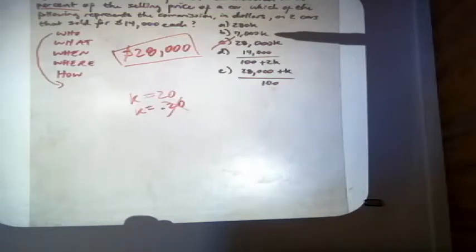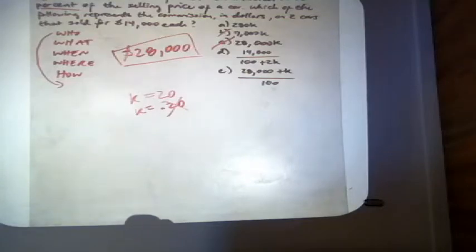Again, that's going to represent a way too large commission, because 7,000 times any normal percent that we might expect a salesperson to get would be way too high of a number. So B's gone.